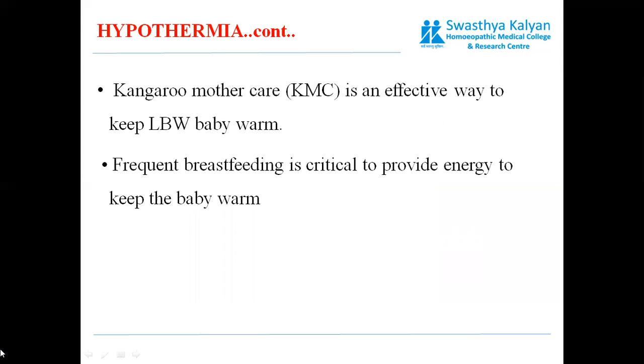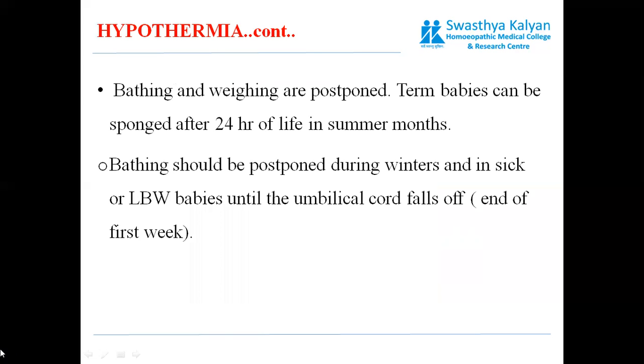Then the bathing and weighing are postponed. Now, when we weigh the baby, this point we had discussed in the care of the newborn in the initial few hours after birth. So the weighing of the baby and bathing the baby should be postponed.